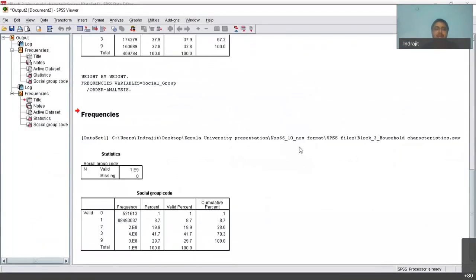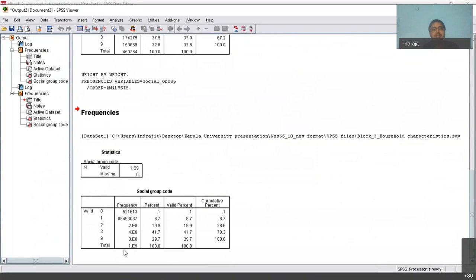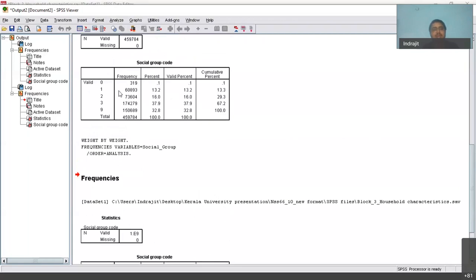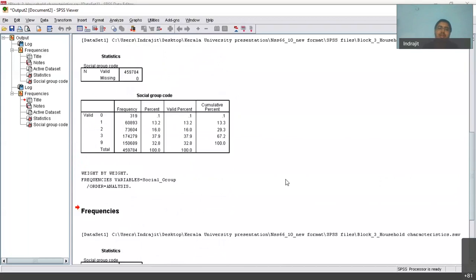So here you see, when I did it for the sample, the total sample was 4,59,784. And you see the total sample has become 1.e^9, that means 9 digits after 1, so it is some crores. And the distribution you see, for example category 1, ST: how many are there in the sample, this many, and after using weight, this has expanded to this figure. Now you see the distribution. My category 1 was 13.2%; here category 1 represents only 8.7%. Category 2 was 16%; after using weight, category 2 becomes 19.9%. So this weight makes the difference.